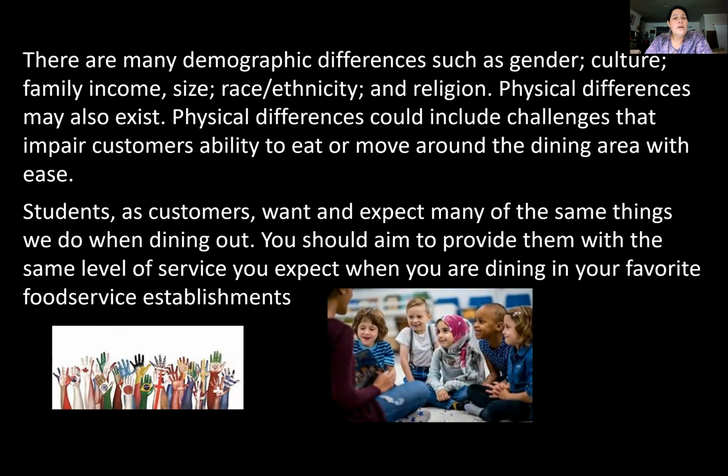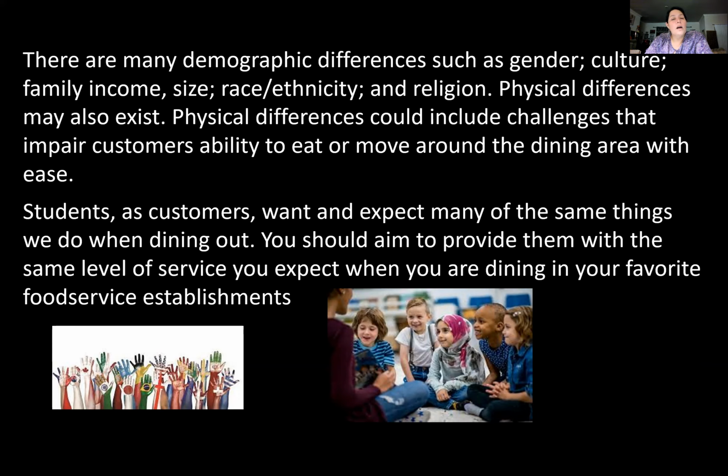There are many demographic differences such as gender, culture, family income, size, race, ethnicity, and religion. Physical differences may also exist. Physical differences could include challenges that impair customers' ability to eat or move around the dining area with ease. And we have to make accommodations for all this.